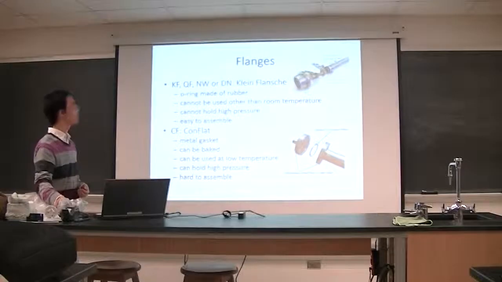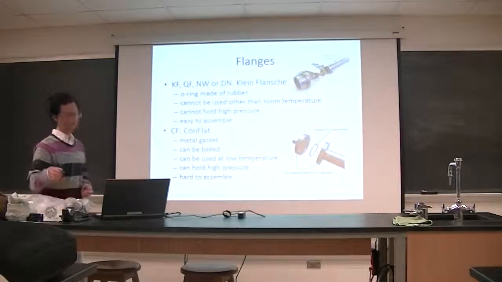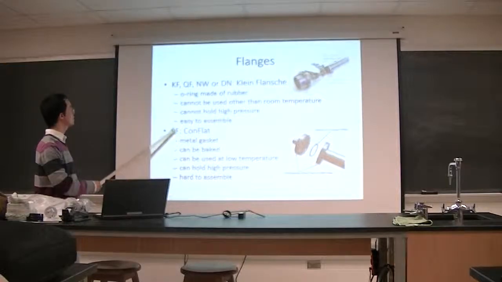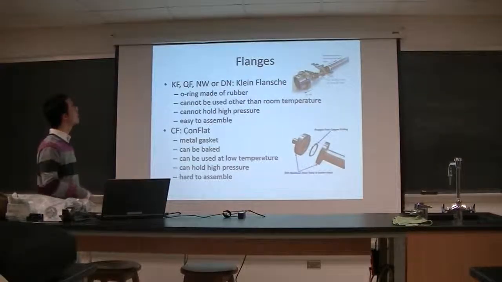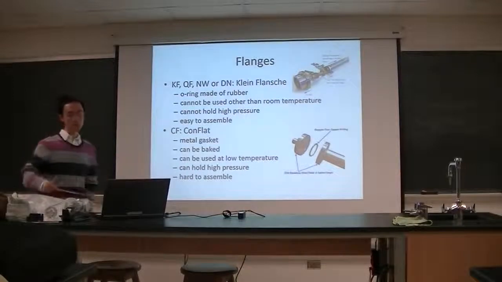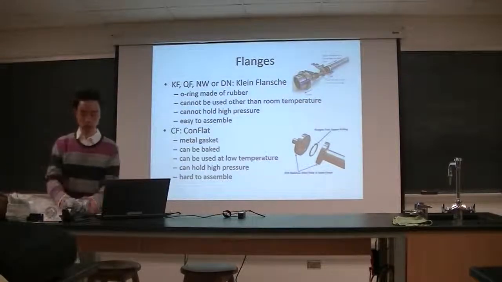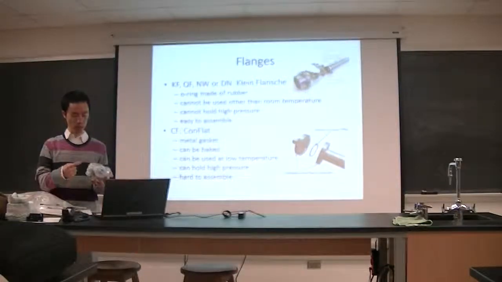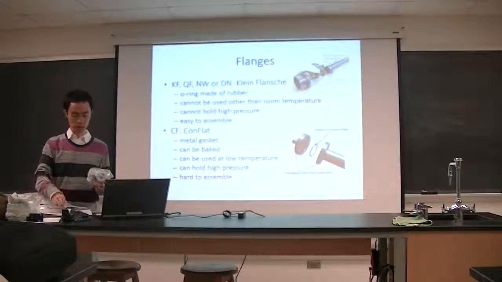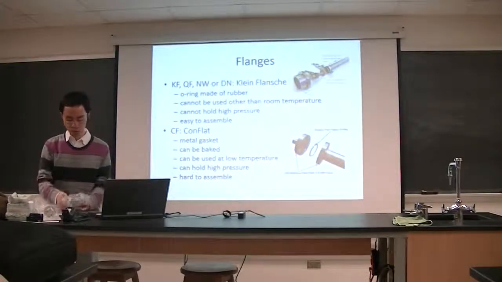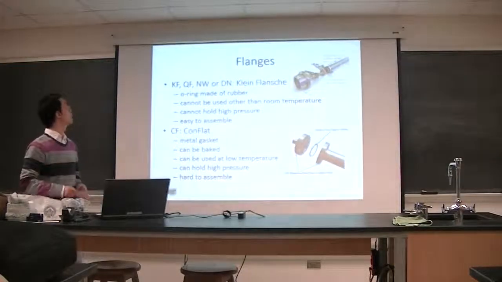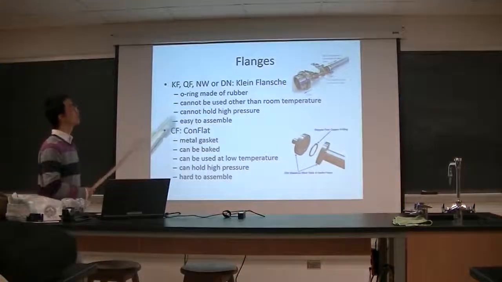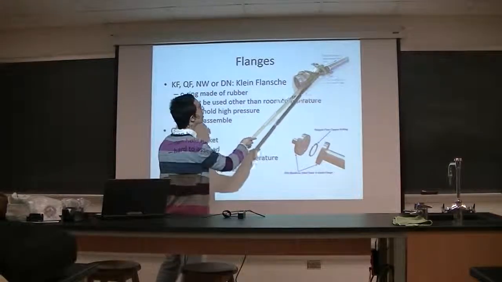So this is called a flange. Typically there are two types of flanges. One is called KF flange, the other is called CF flange. And the basic concept for a flange is that you have two parts, your chamber and your feed-through, and then there will be a gasket in between. So to seal it. For the KF, the gasket is made of plastic, or we call it an O-ring. It's a black thing here.